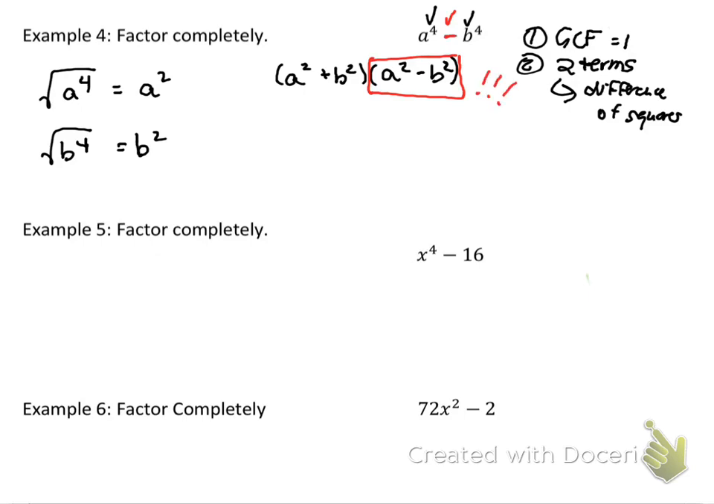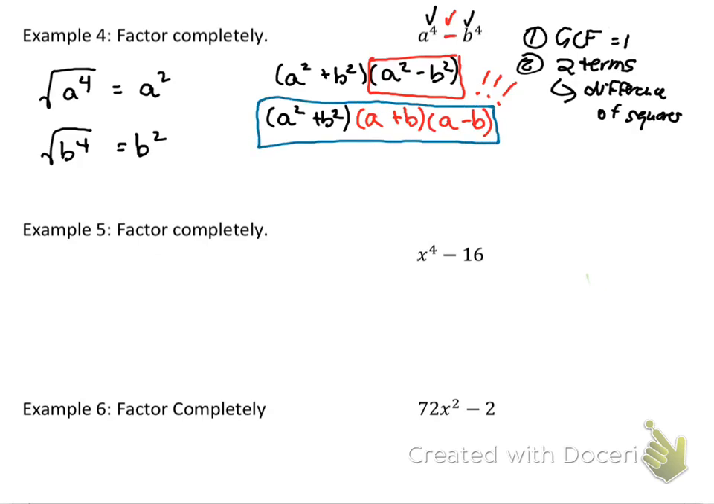So unfortunately, we have to do more work. We have to continue to factor this binomial. So a squared plus b squared, as you can tell, is a sum of 2 squares and is therefore not factorable. But a squared minus b squared is a difference of squares and can be further factored into a plus b times a minus b. So our final answer is a squared plus b squared times the quantity a plus b times the quantity a minus b. That is our final answer.